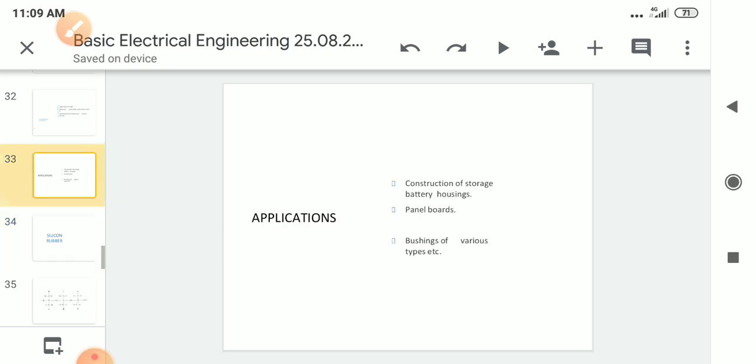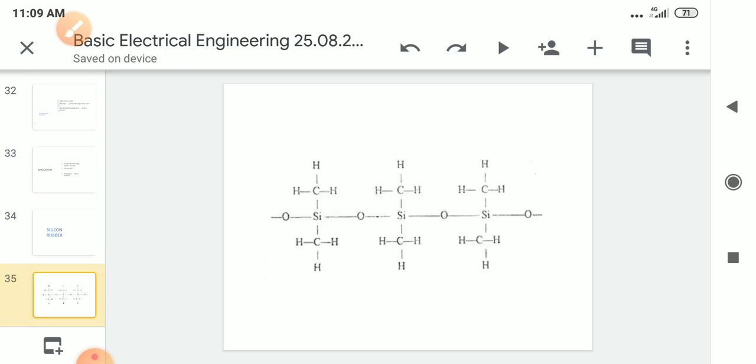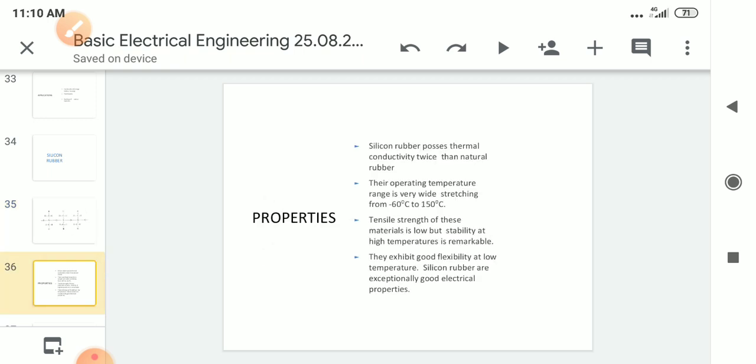Next is silicon rubbers. This is the silicon rubber chemical composition. Si means silicon, hydrogen and carbon, O is oxygen. This is the chemical structure for this. Let's see what the properties are for this.